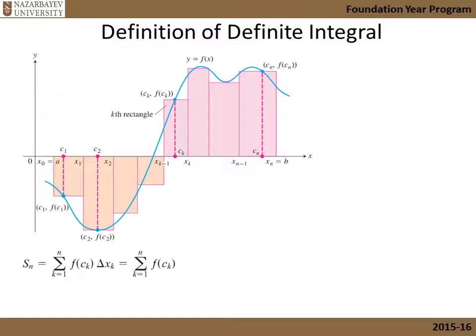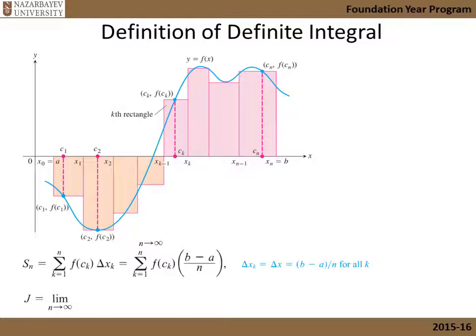And what if we take our n greater and greater, so our n will tend to infinity? It means that the widths of each rectangle will be smaller and smaller, and finally we can assume that they are equal to each other. So we have delta x for all rectangles, for all k.